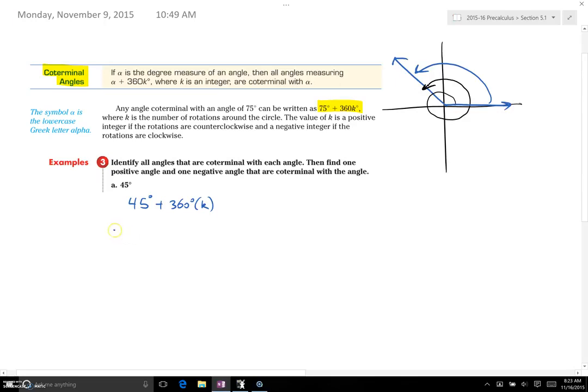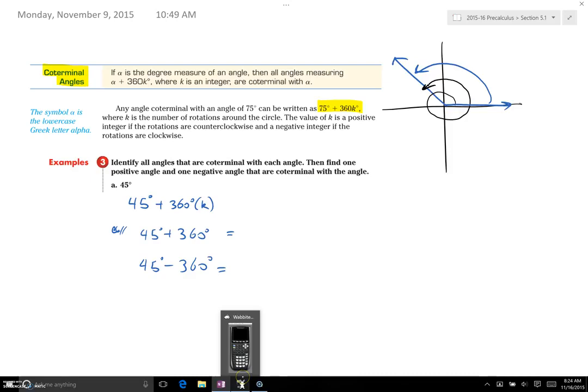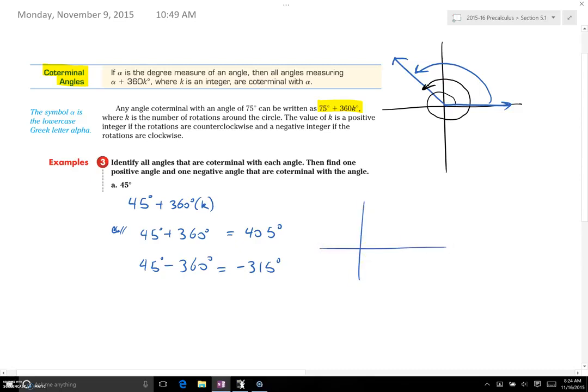If we want two examples of coterminal angles, we could do 45 degrees plus 360, or we could do 45 degrees minus 360. And so this is going to be 405 degrees, and then negative 315 degrees. And both of those angles, 405 and negative 315, are going to lie right here.